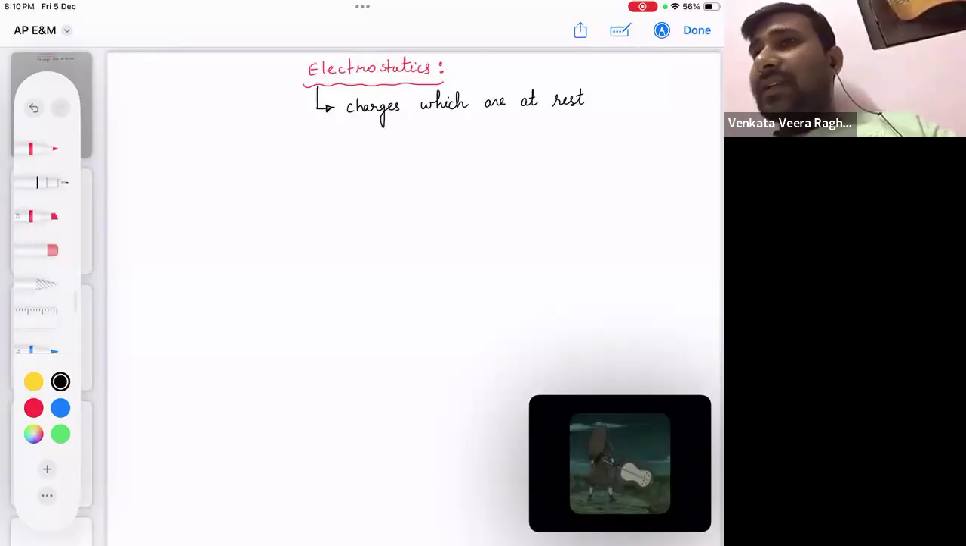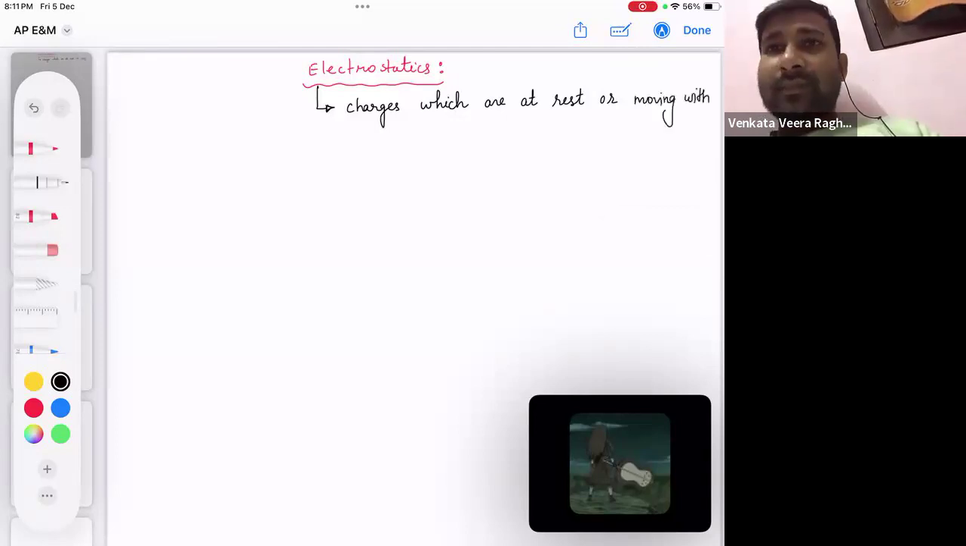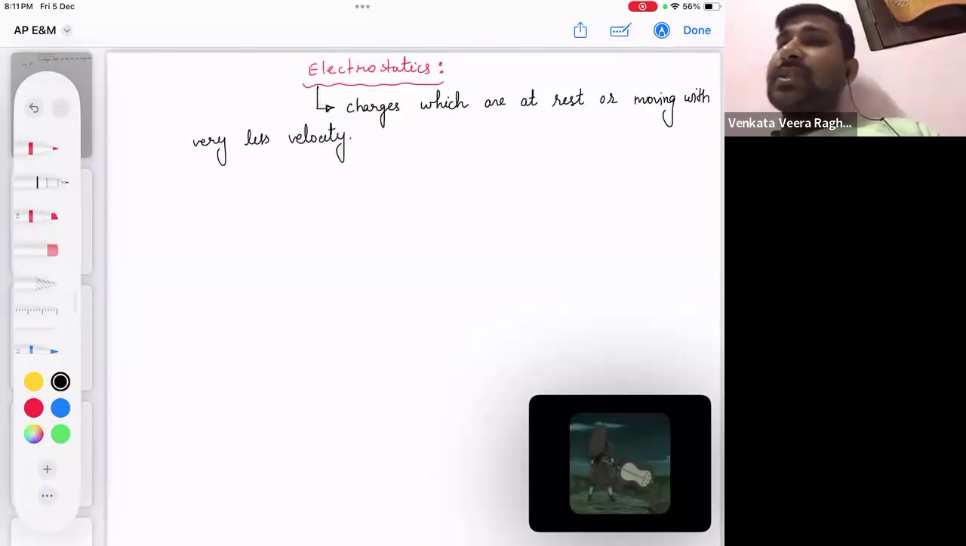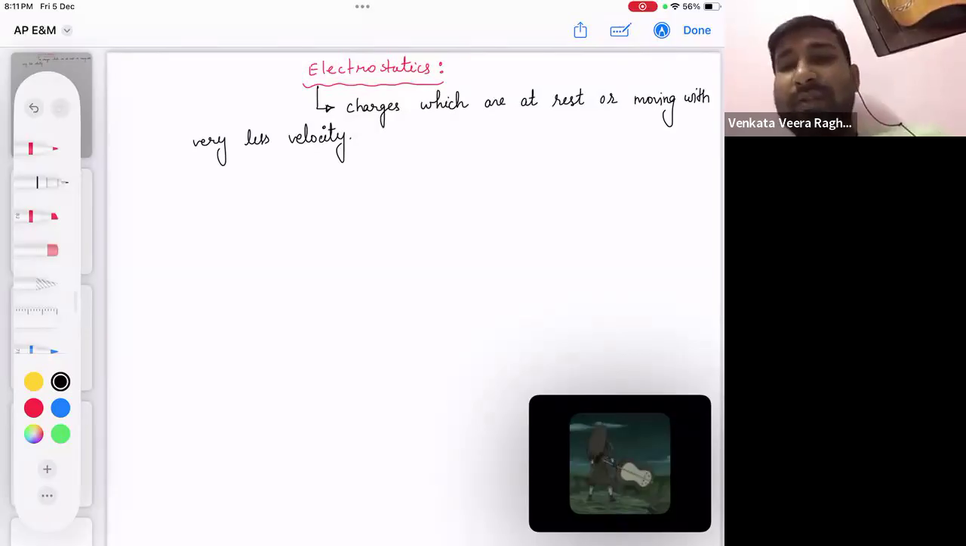Okay, so charges which are at rest, or sometimes if the charge is moving, then it must be moving with very slow velocity, very less velocity. That's why it is called electrostatics. When the charge starts moving, when the motion of charge takes place, that we discuss in electrodynamics, which is also the chapter named current electricity. The motion of charge is called the flow of current.